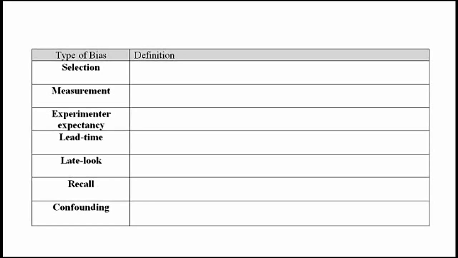Here I'm going to talk about different types of biases that are associated with clinical experiments. The first one I would like to talk about is selection bias, and it's when a selected sample of population is not representative of a general population.